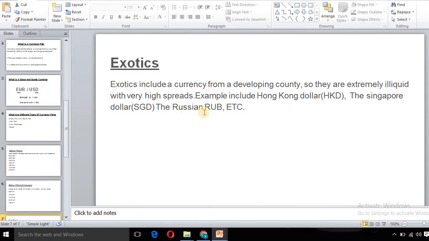Example, you understand, Russian rubles, etc. So that's what you need to understand on this particular one. That's what I have for you.